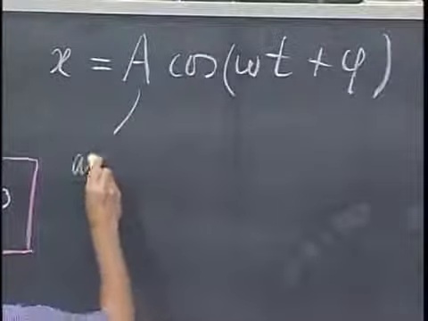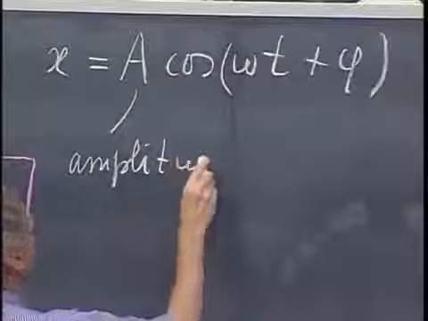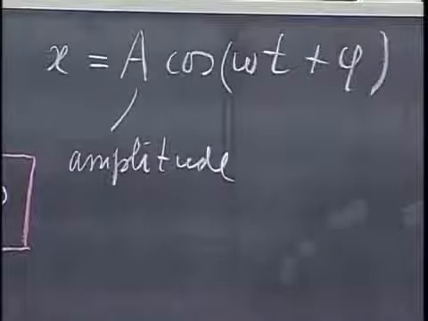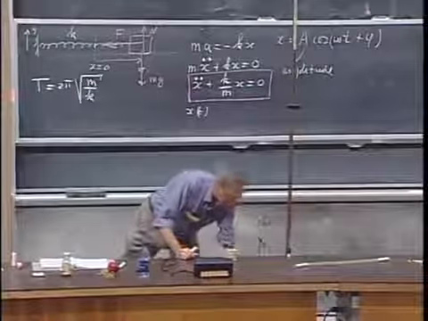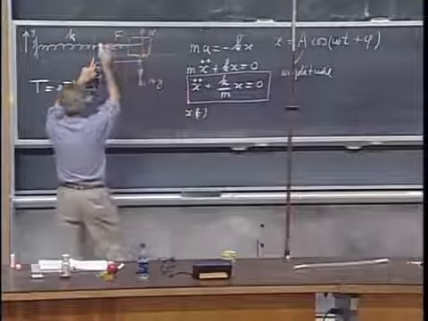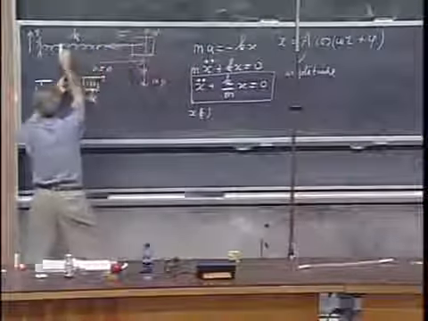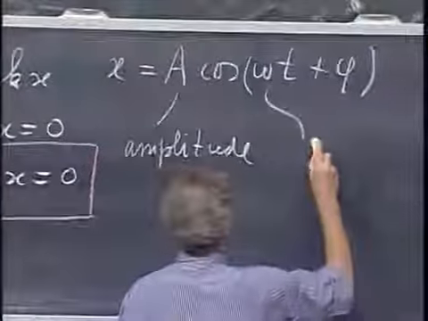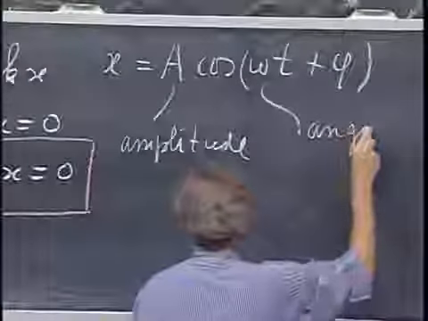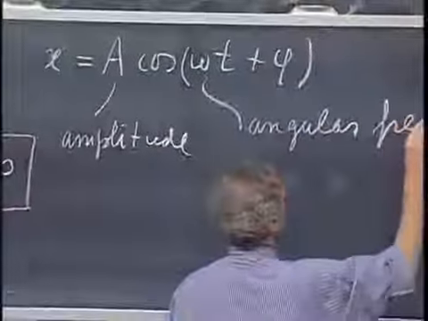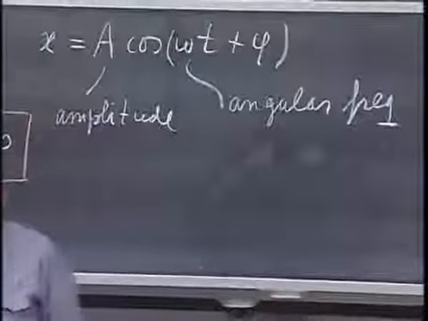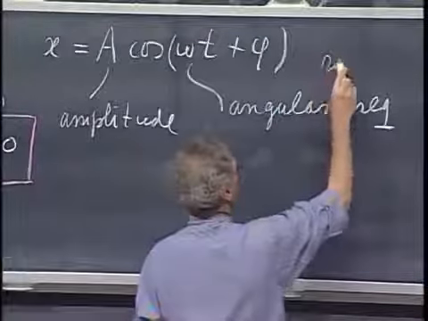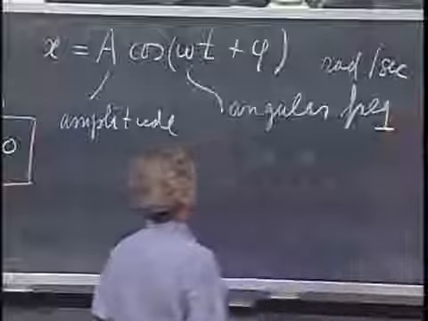This a we call the amplitude. Notice the cosine function, the highest value is +1 and the lowest value is -1. So the amplitude indicates that the farthest displacement from 0 on this side would be +a and on this side would be -a. So that's in meters. This omega we call the angular frequency. Don't confuse it with angular velocity. We call it angular frequency, and the units are the same. The units are in radians per second, the same as angular velocity.